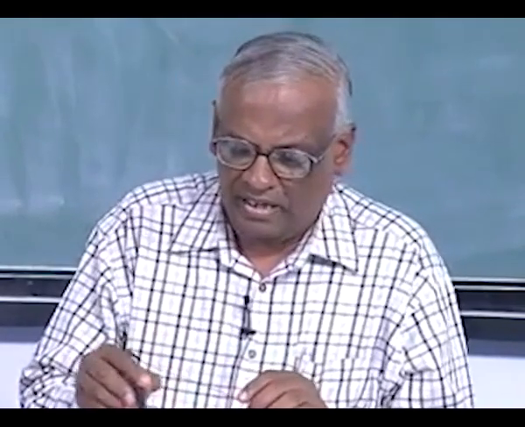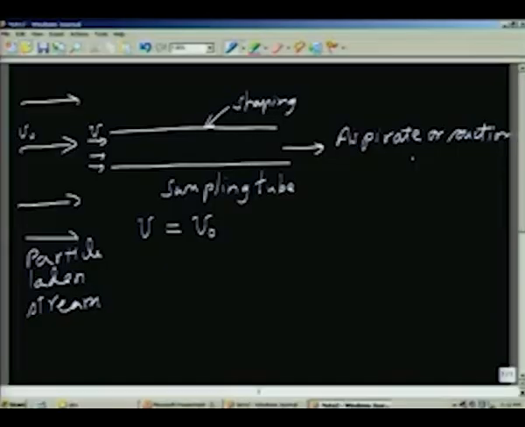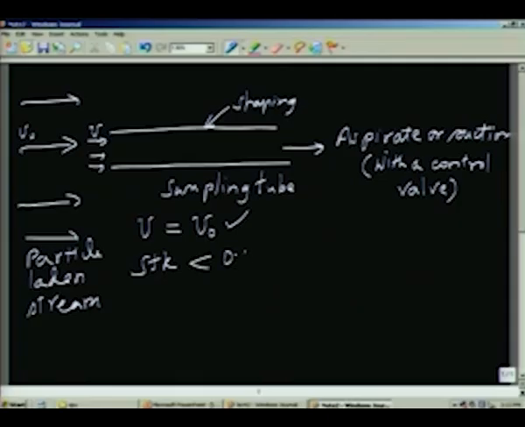First of all, we are going to aspirate, and then when you aspirate it may be too much flow or too little flow, so you may have to control it with a control valve, so that we can control the velocity. The velocity in the tube will be monitored and the suction rate will be adjusted such that velocity is equal to u naught. So, this is one part. The second part is that we have to have tau, the Stokes parameter, less than 0.01. These are the two things.